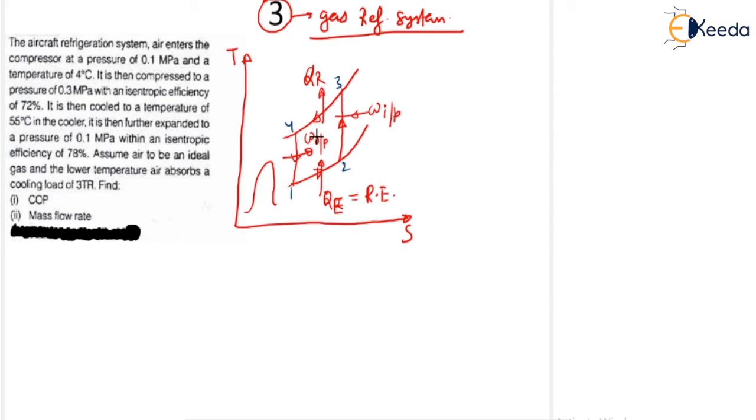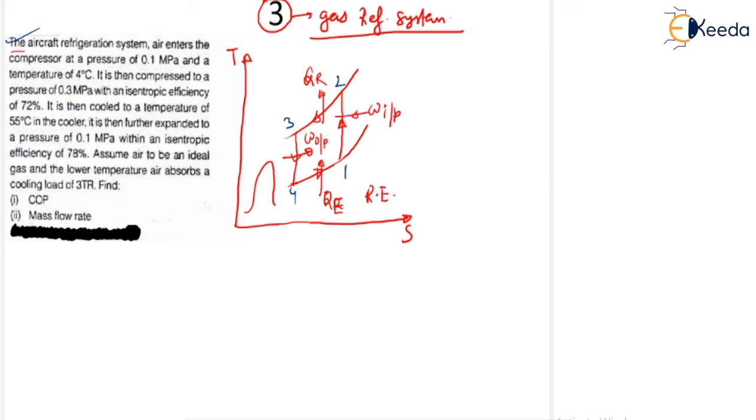Okay, this is your nomenclature. Your nomenclature is just like that. This is Q_R, and here this is point 4, this is point 1, this is point 2, this is point 3. This is your standard nomenclature. Okay, now let's start with the question.